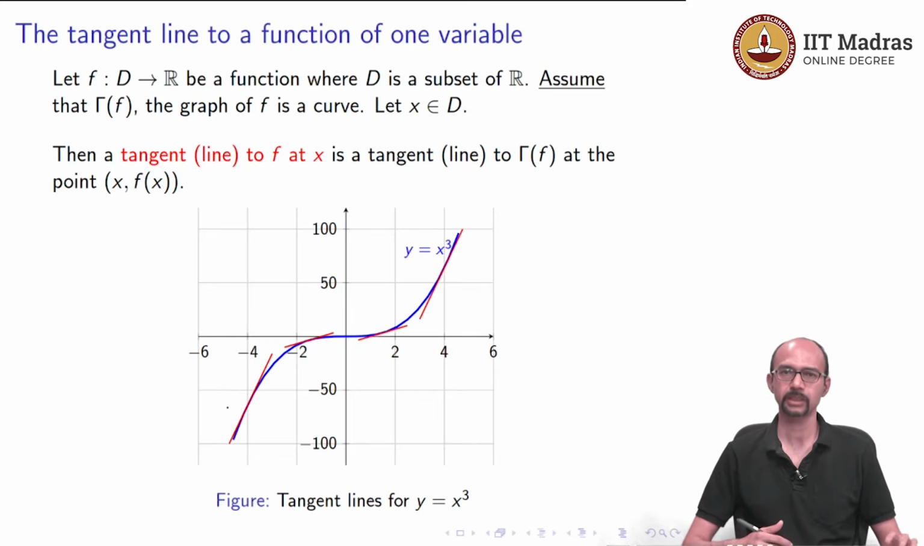This is just a recollection of tangents for functions of one variable. Now, we want to study tangents for scalar valued multivariable functions. What do we mean by tangents? What does the collection of tangents look like, and so on?